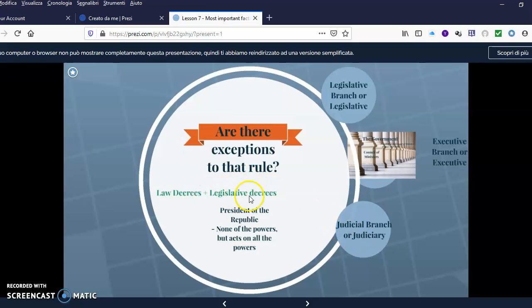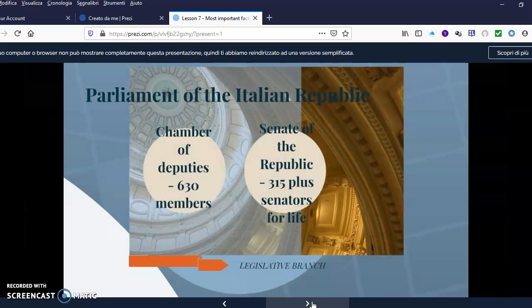We have law decrees and legislative decrees. So we have legislative acts which are approved by the government. So we have a government approving laws. And we have a president of the republic who isn't holder of any of these powers, but interacts with all of them. So he's really holder also of all of them, a little part of them.